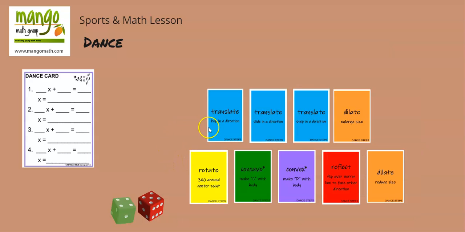We're first going to start with understanding that these cards have different meanings and they're different directions within geometry. So there is translate, which is you're going to move from one spot to another spot, and we can do that with a hop, a slide, or a step. There's dilate, which means enlarging your body, or in another case, you can reduce the size of your body. There's rotate. In this case, we're rotating 360 degrees around a point, but rotation can be any amount of degrees, but in this case, we're going to do a full circle.